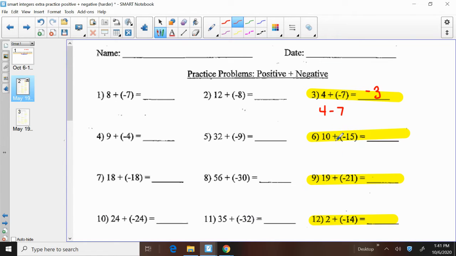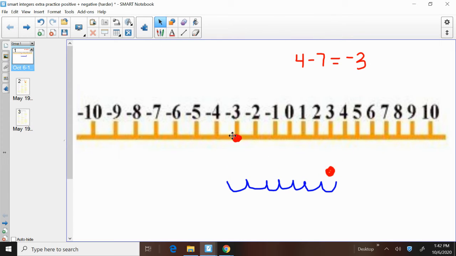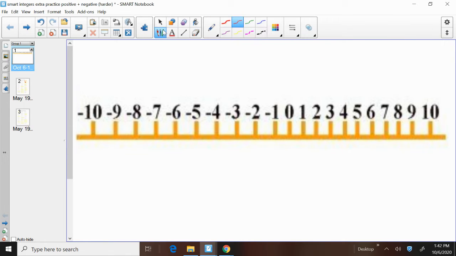Going to the next one, we have 10 plus negative 15. So again, plus a negative means minus. So I would have 10 minus 15. Okay, 10 minus 15. So again, I can use a number line to show that. So let me get rid of this stuff I don't need anymore. I don't need this. I'm just going to erase that. And I'm going to erase this because now I'm working with 10 minus 15. All right, so I want to start out at 10. So I go over to 10 to start.